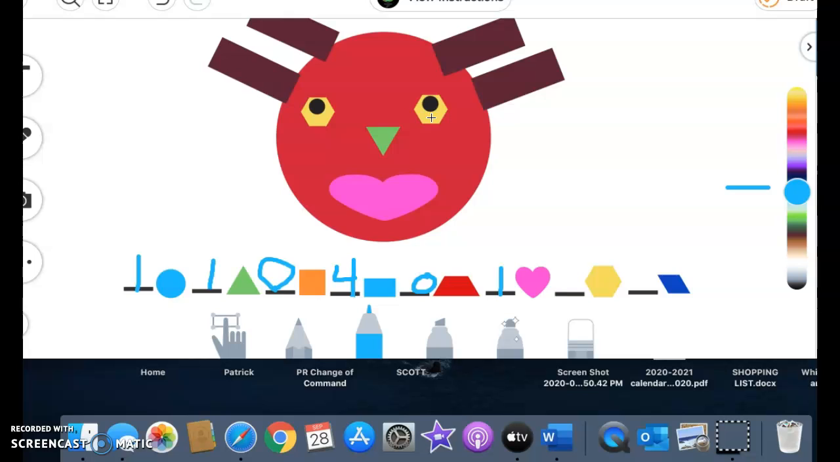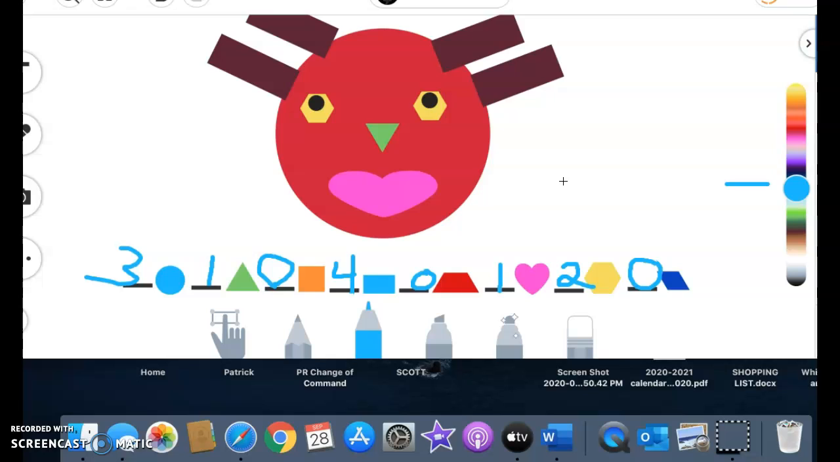2 hexagons. Circles. I found 2 more circles. 1, 2, 3. I need to change this. 3. Any rhombus? No. 2 hexagons.